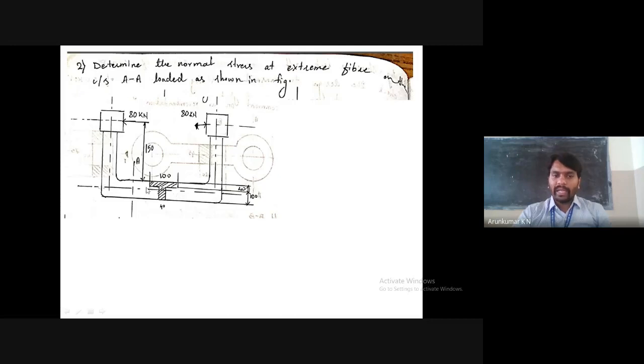So for the neutral axis from the top fiber, we got C1 as 55. The neutral axis from the top fiber is 55, plus from the top fiber to the loading axis is 150. 150 plus 55 will give the distance from the loading axis to the neutral axis.